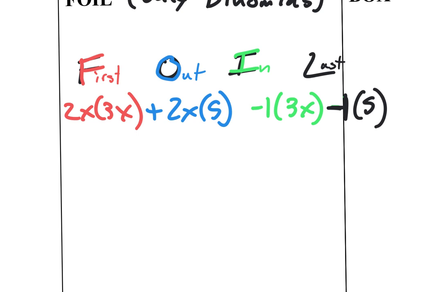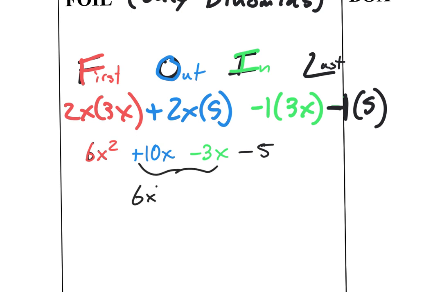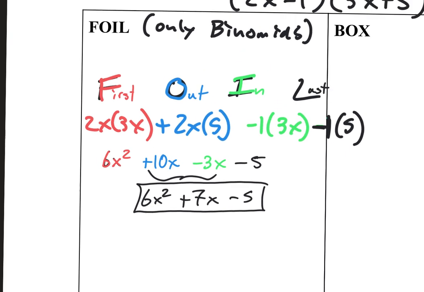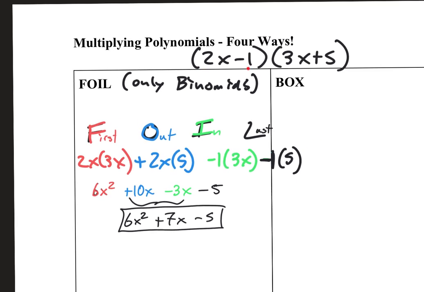So 2x times 3x makes 6x squared. 2x times 5 makes 10x. Negative 1 times 3x makes negative 3x. And then over here, a little bit hard to read because it spilled over. That's negative 1 times 5, just makes negative 5. Now you do have some like terms here, 10x and negative 3x. So altogether, we're going to have 6x squared. 10x minus 3x makes 7x minus 5. Okay, that's FOIL. FOIL's nice. It's a good strategy. But again, remember, it only works in this case where it's a binomial times a binomial.